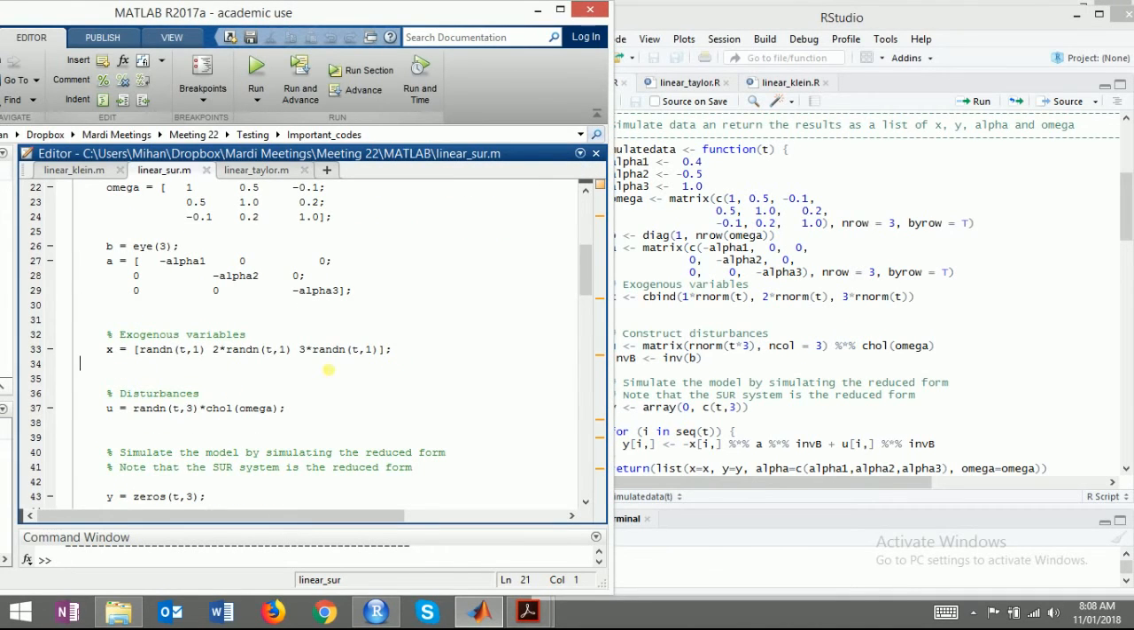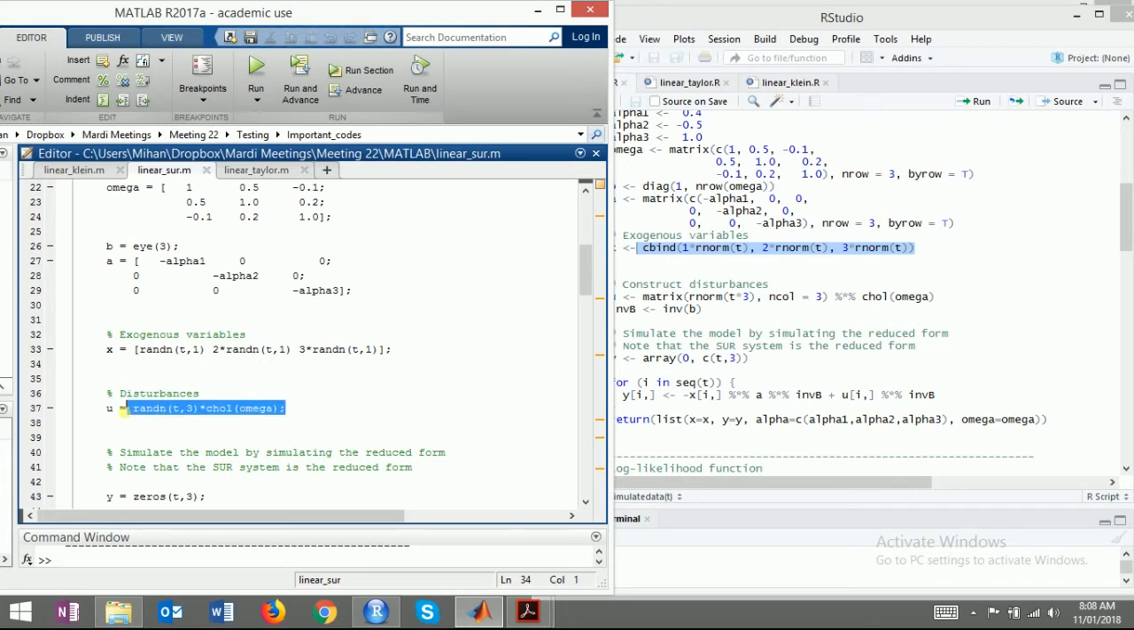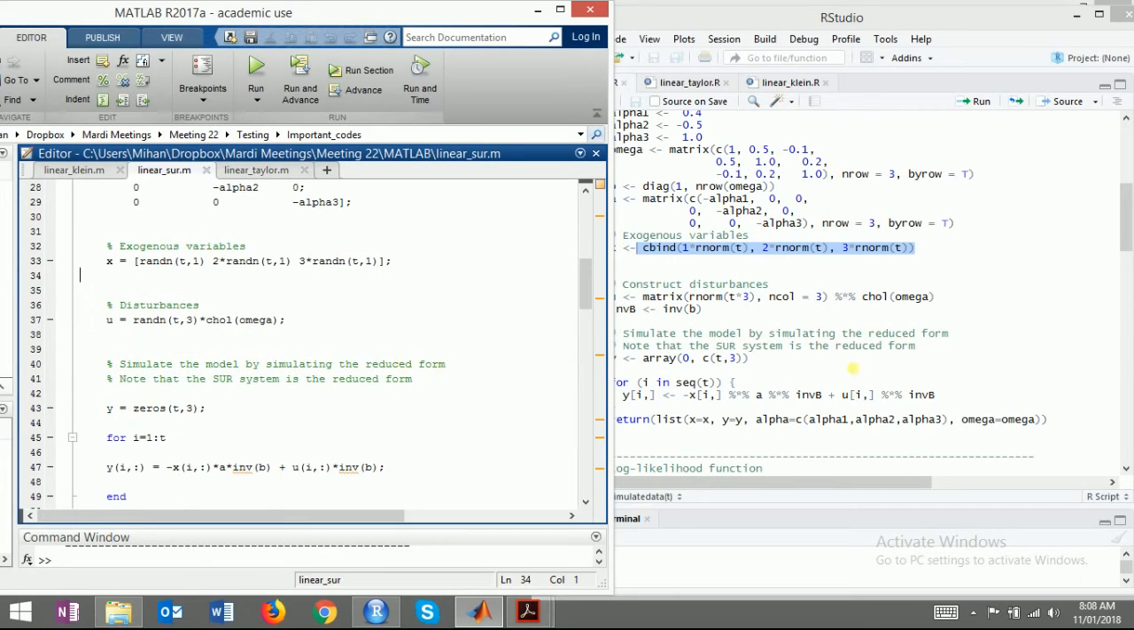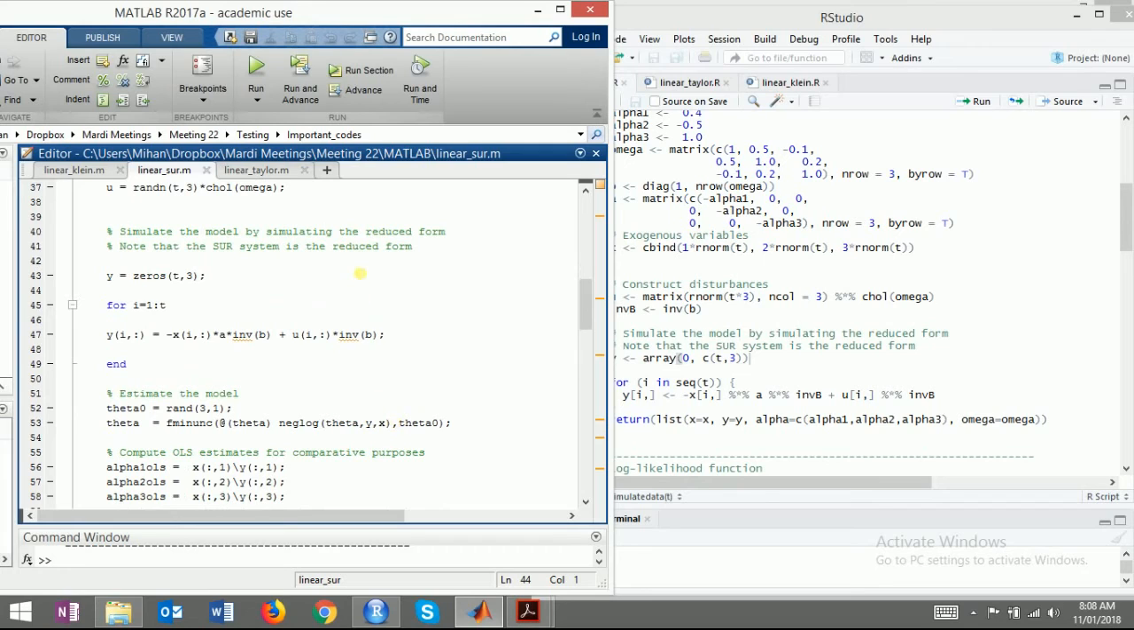Exogenous variable being created. So in the MATLAB code we did in the main body, we created a different function for r. So here exogenous variable disturbances are also created with that simulated reduced form. The SUR system is the reduced form. Okay, so reduced form y's are calculated.